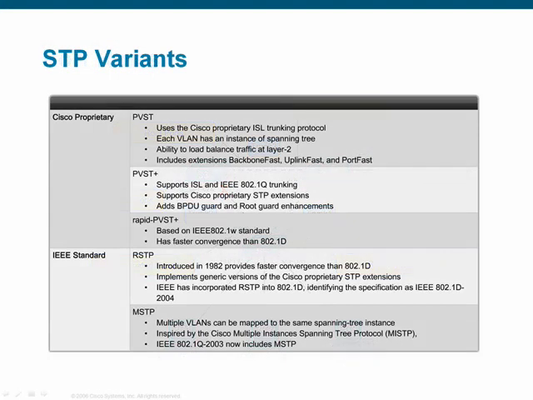Since its introduction, STP has evolved into many different forms, each enhancing its capabilities. Variants include Rapid Spanning Tree Protocol, or RSTP, which has improved convergence times over traditional STP, and Cisco's own Per VLAN Spanning Tree Plus, or PVST Plus, which enables multiple instances of STP to run on separate VLANs for Layer 2 load balancing purposes.